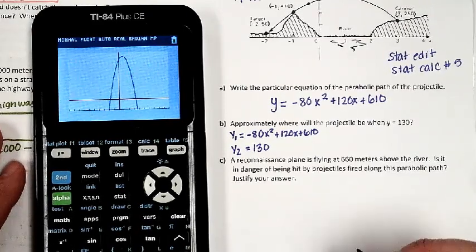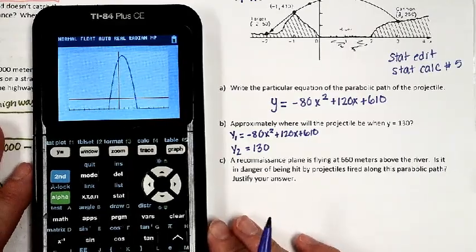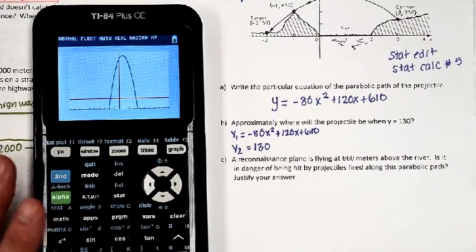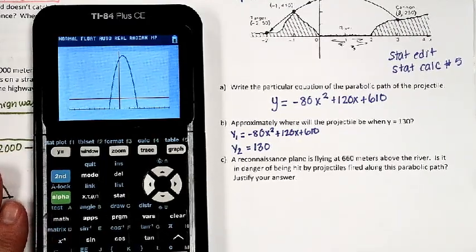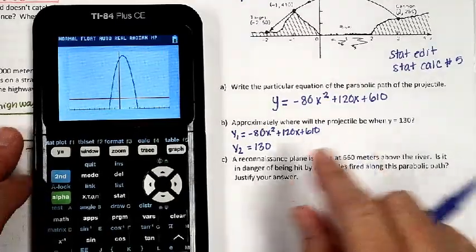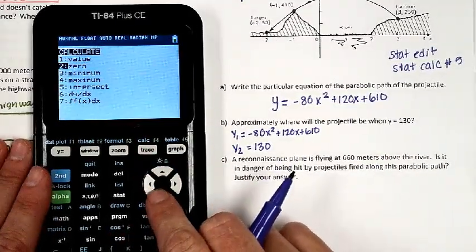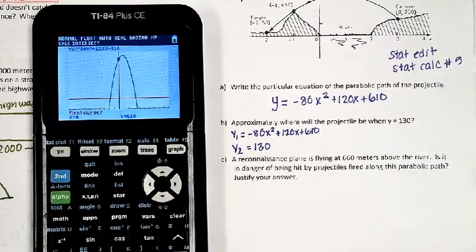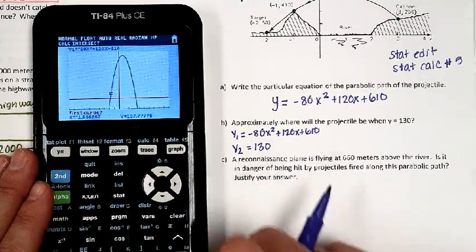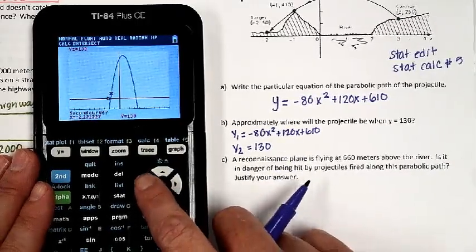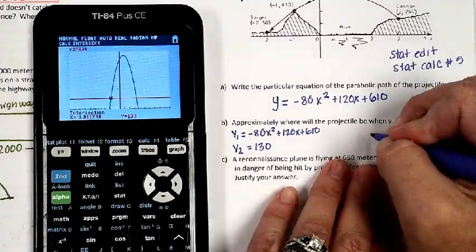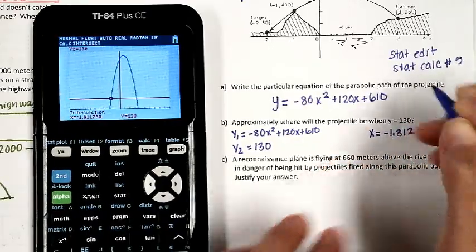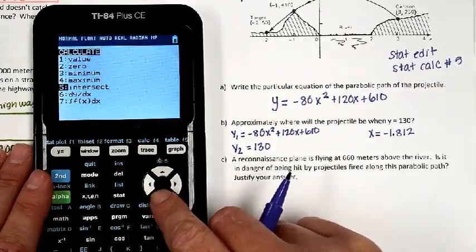So approximately where will the projectile be when y is equal to 130? So you're going to find your intersections. So first curve, second curve, enter, we get x is equal to negative 1.812. And then we're going to do it again, second trace, intersect. First curve, I'm going to go closer to that intersection. Second curve.